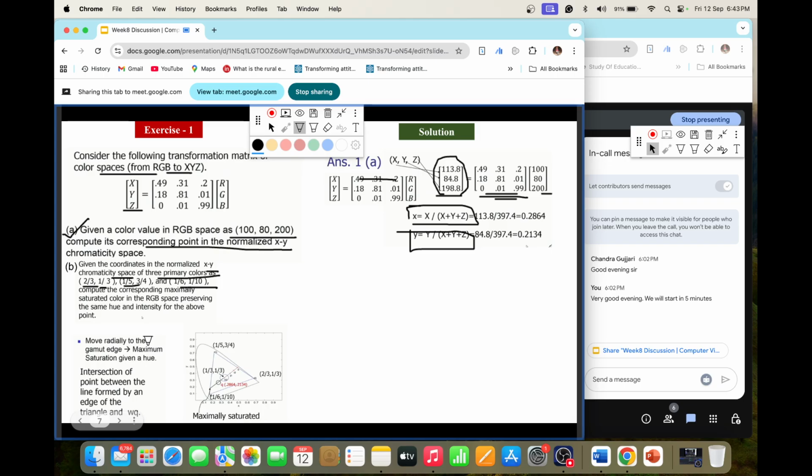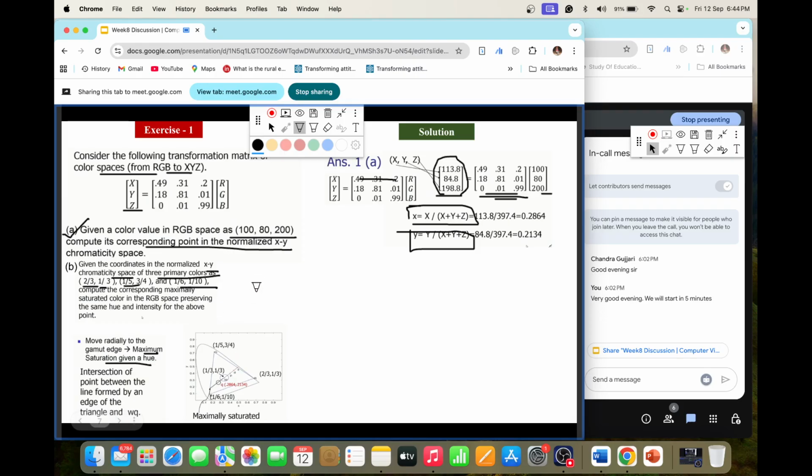Move radially to the gamut edge. If you move radially to the gamut edge, we get the maximum saturation given a hue. So take the intersection point between the line formed by an edge of the triangle and WQ. This is the edge of the triangle and this is the WQ.